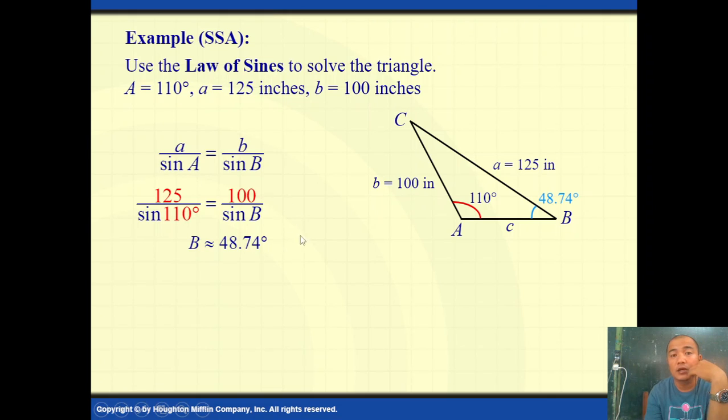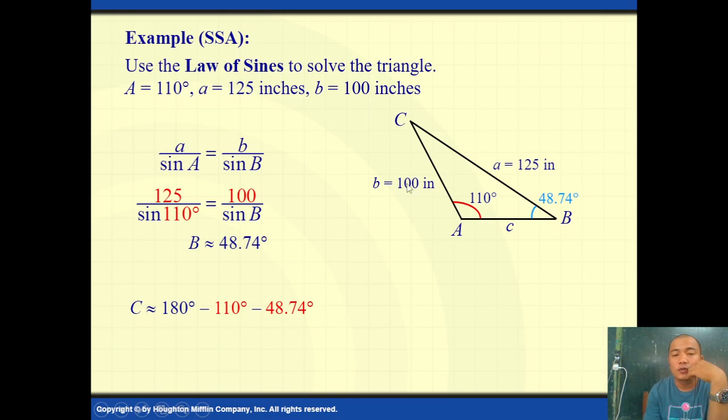What we're trying to solve here is angle B, so we're going to use shift sine function. Okay, angle, sine inverse natin dito. So what we're trying to do is cross multiply. Sine B will be multiplied to 125. Sine 110 will be multiplied to 100. Then you divide it again by 125. Then whatever the value is, shift sine of 100 times sine 110 divided by 125. And then we will come up with 48.74 degrees.